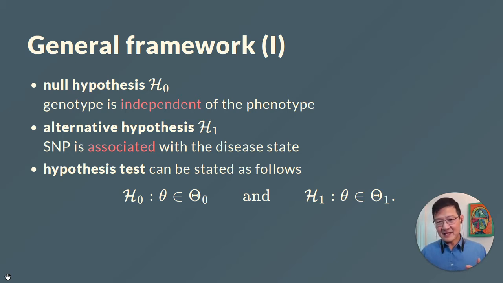The hypothesis test is essentially a test about these parameters, which I denote by theta here. For some range of parameters, you're in the null hypothesis where the genotype is independent, and in some other range, you're in the alternative hypothesis.